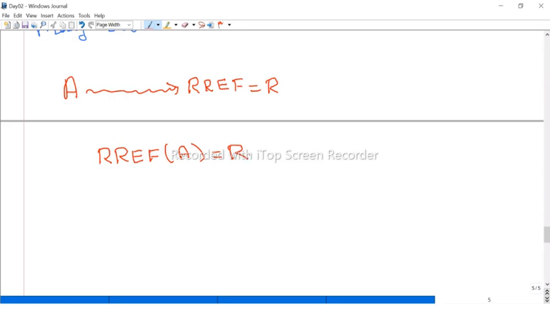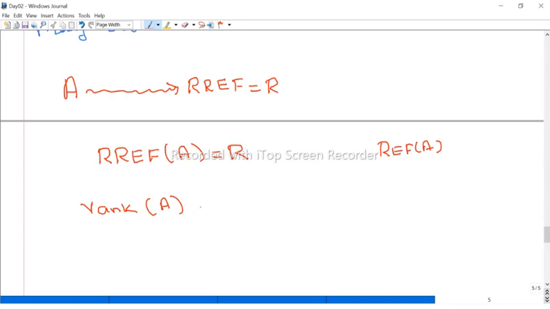So this is RREF of A. Otherwise, REF of A means the row echelon form of A. It is a different matrix, but you get it from A using some elementary operations. RREF means the reduced row echelon form of the matrix A. Now we define the rank of the matrix. We write the notation rank of A.